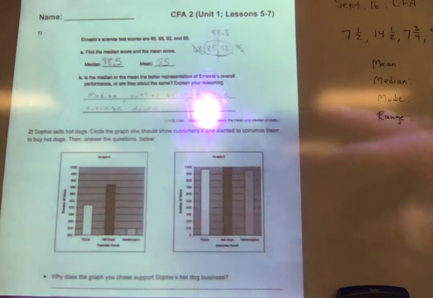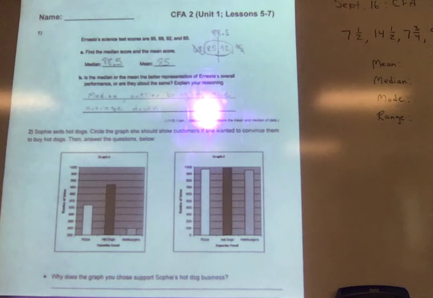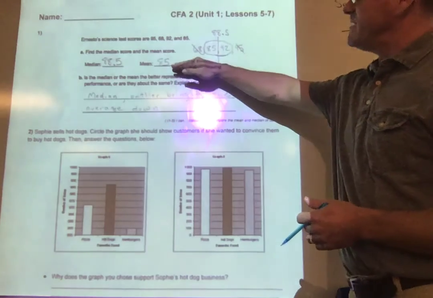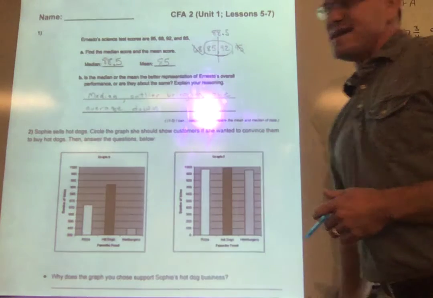So I would say the median better represents, because the outlier brings the average down a little further and maybe doesn't show what this kid knows as well. On most of the other tests he did very, very well and was scoring above 85. So maybe he would deserve that 88.5.